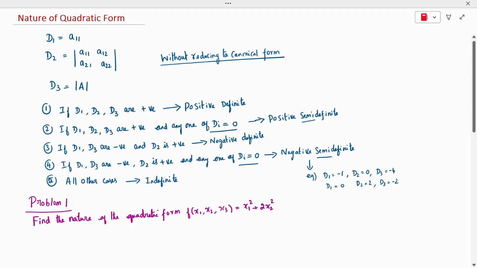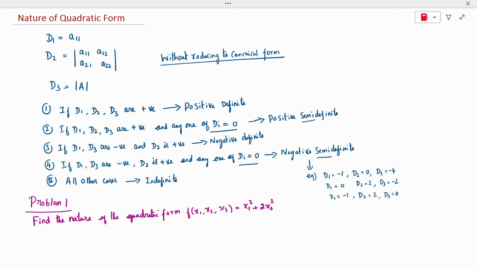Suppose I give you one more example. D1 is -1, D2 is 2, but D3 is 0. It is also negative semi-definite only. So you have to check the 4 cases one by one. Other than these 4 cases, all other cases are called indefinite. We are going to see this in some problems.